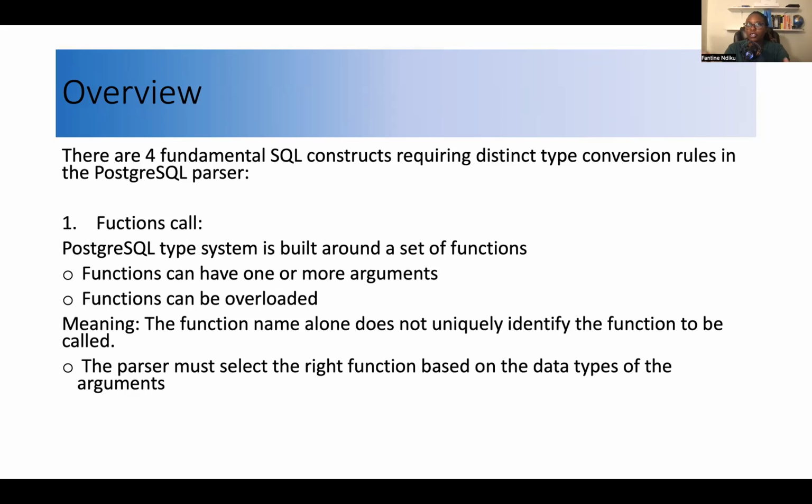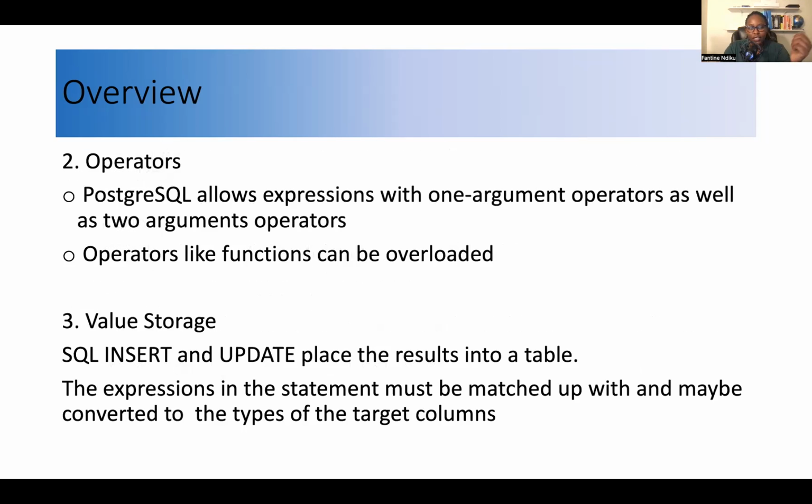So if you call a function only with the name, that will not really specify which function we are calling. Only if we have the specific data type and the specific number of arguments, at that time we know which function we are calling, because we'll be having so many functions that have the same name. So the second one is operators. Operators are like functions. They can also have 1 or 2 arguments, and also they can be overloaded.